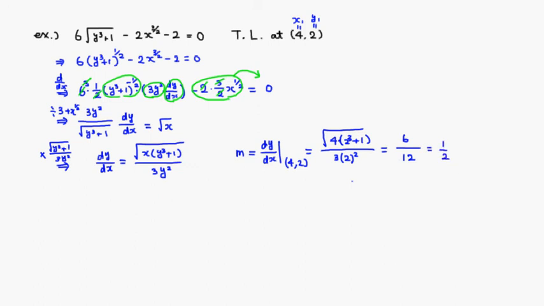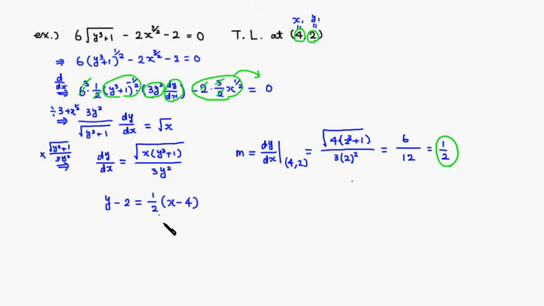Now we have everything we need, so the equation of the tangent line is y minus y1, where y1 is 2, equal to the slope, which we just found to be 1/2, times the quantity x minus x1, where x1 is 4.